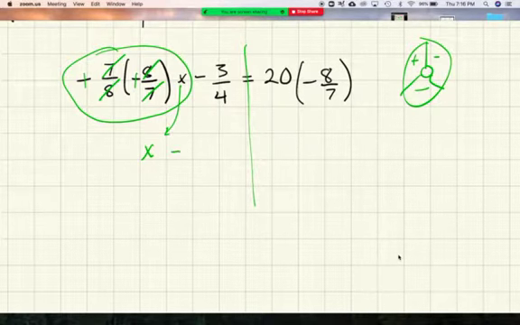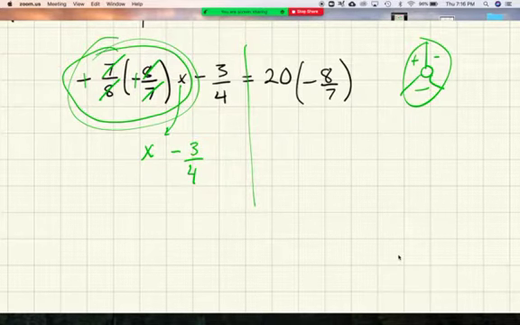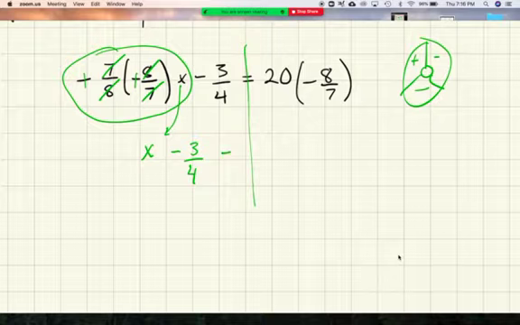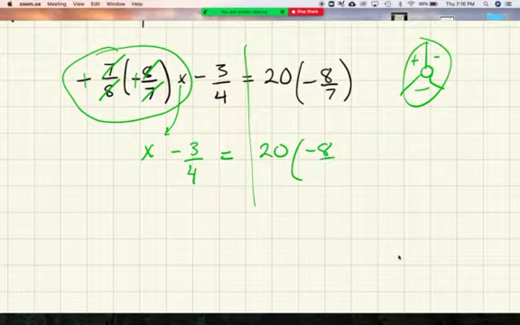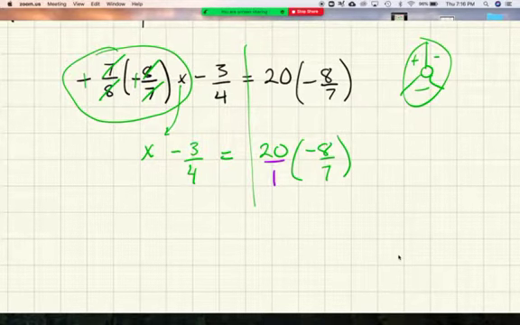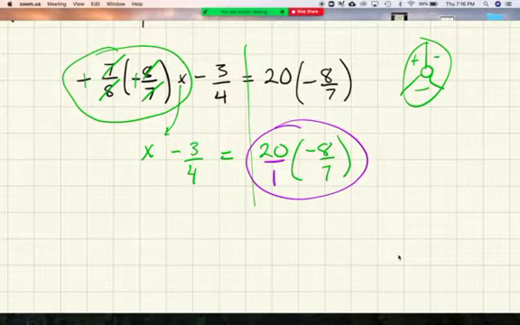And then there's minus 3 over 4. Does that part make sense? Yeah. Okay, and then equals 20 times negative 8 over 7. You could put the 20 over 1 just to remind yourself that it can be a fraction as well. The next thing I would probably do is multiply this out and see if I can divide it. If I can, I'll do that. If I can't, I won't.